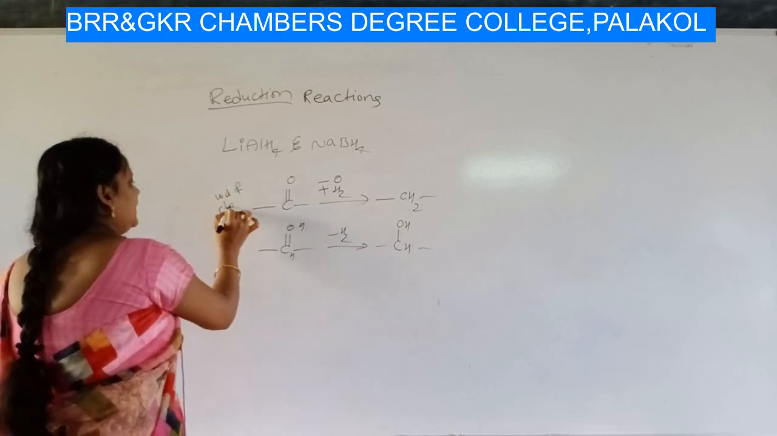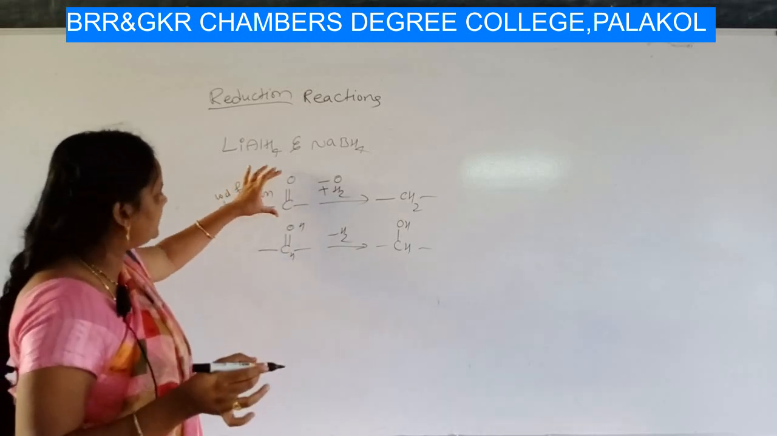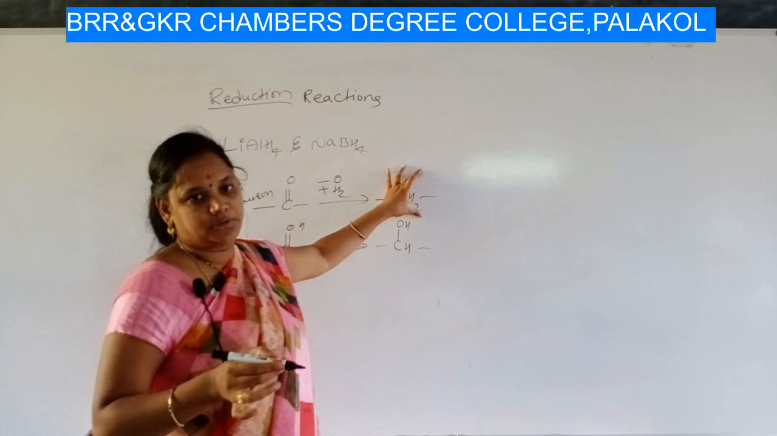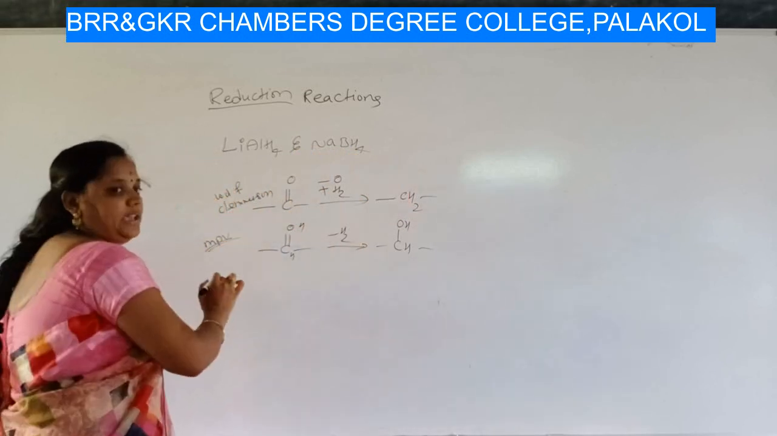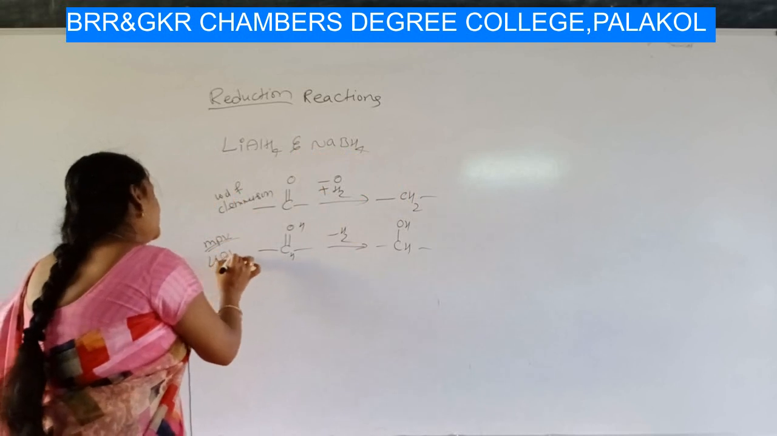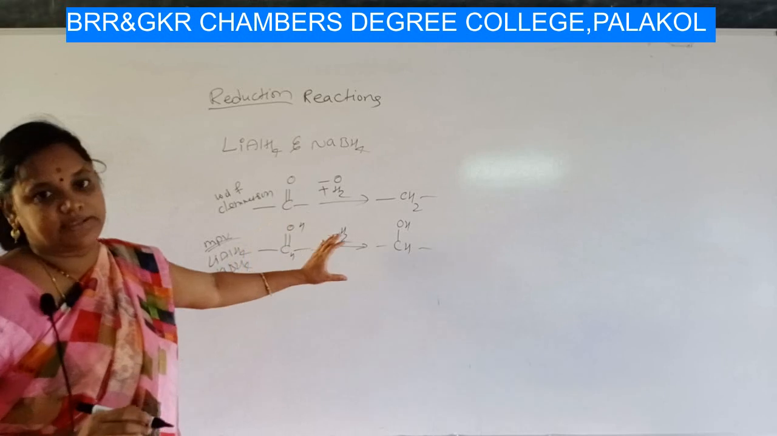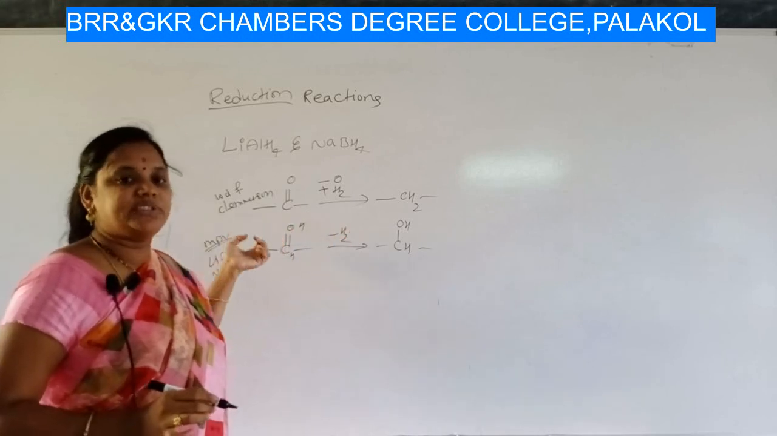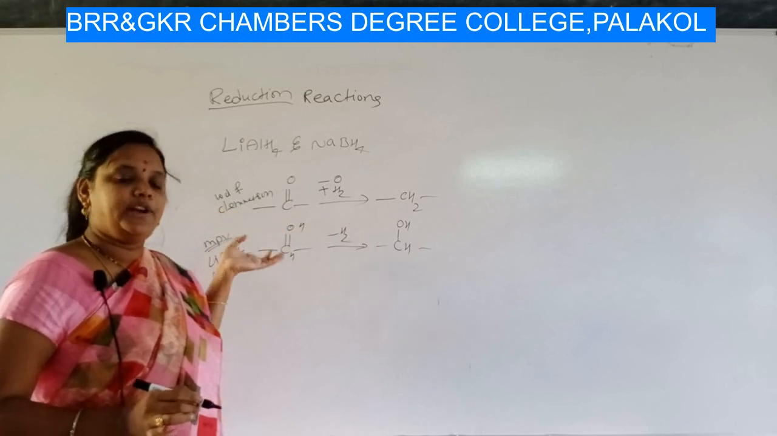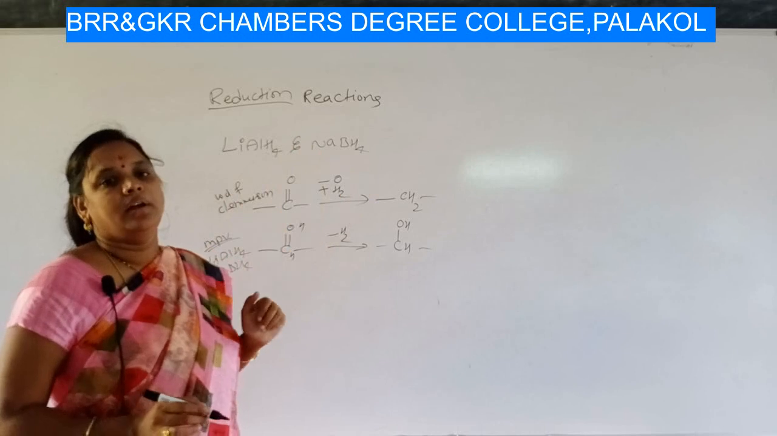Wolff-Kishner and Clemmensen follow the rule in which C=O is completely reduced to CH2, whereas reduction with MPV, lithium aluminum hydride and sodium borohydride follows the other, where we have not removed oxygen but have reduced the compound by adding hydrogens to it, converting it into alcohols, not alkanes.